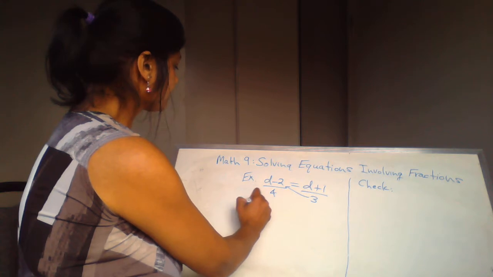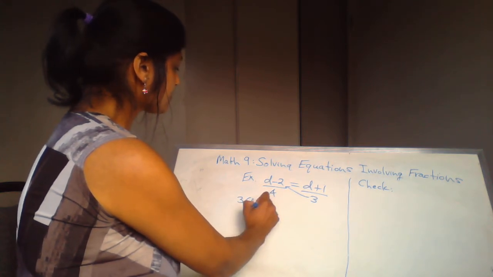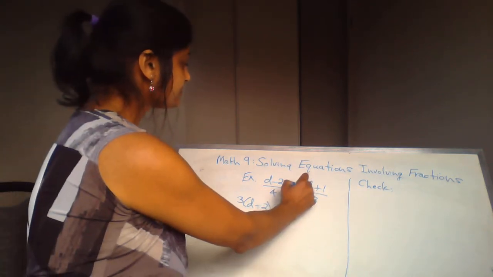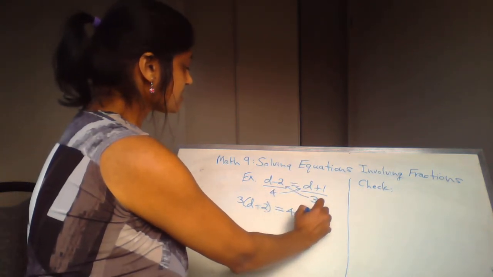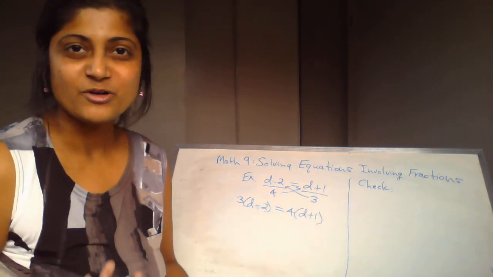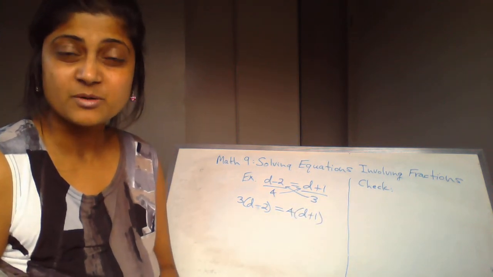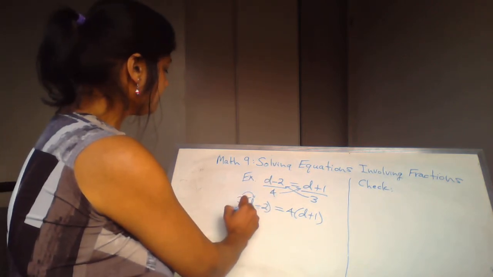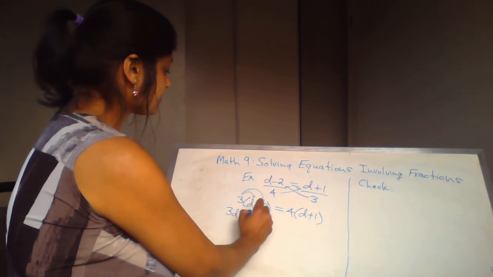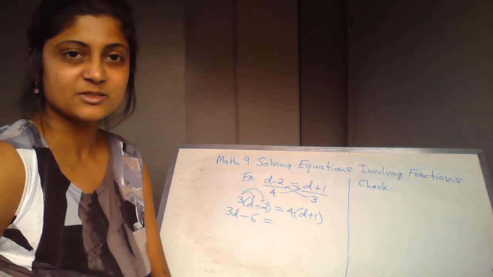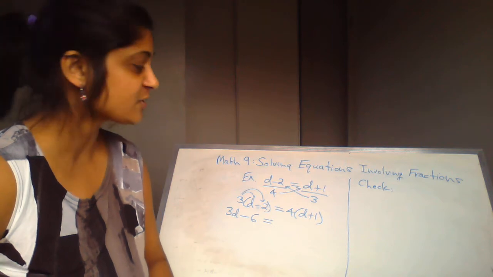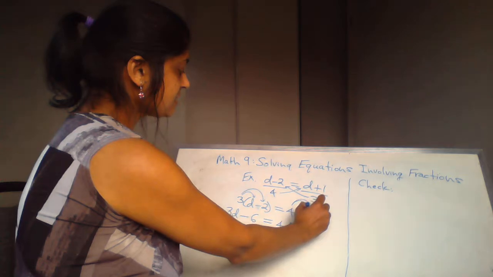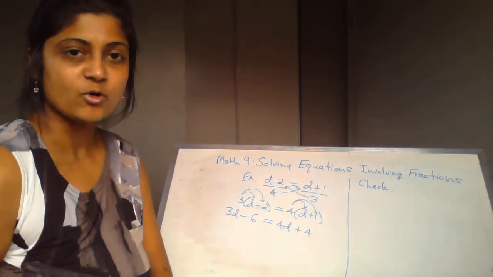So 3 times (d minus 2) is going to equal 4 times (d plus 1). Again, I just got rid of all the fractions. We're going to use the distributive property and open up the brackets. So 3 times d is 3d, and 3 times negative 2 is negative 6. Make sure you are watching the signs here. On the right side, 4 times d is 4d, and 4 times 1 is positive 4.